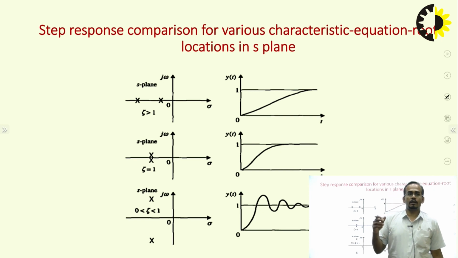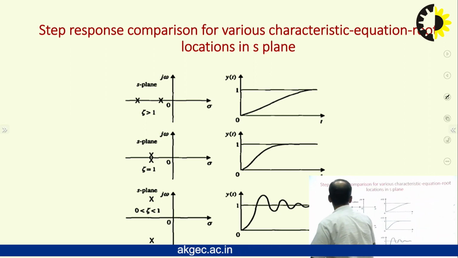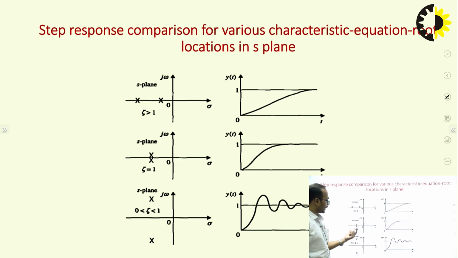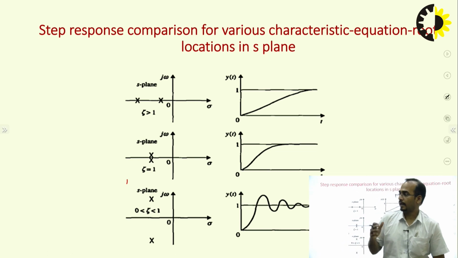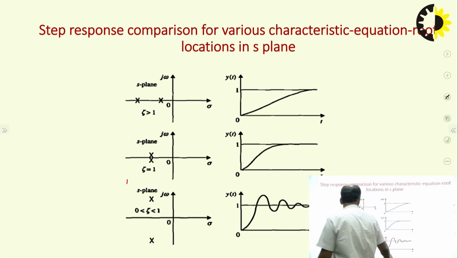So these are the step response comparisons for the various characteristic equation roots located in the S plane. If the roots are located on the left side of the S plane, it means zeta is greater than 1 and the response will be like this. If zeta is equal to 1, then two roots will lie on the real axis. If zeta lies between 0 and 1, then the roots will be complex in nature, and the response will be like this.